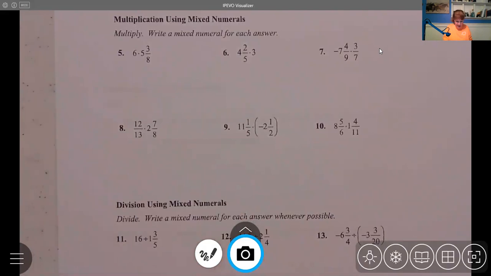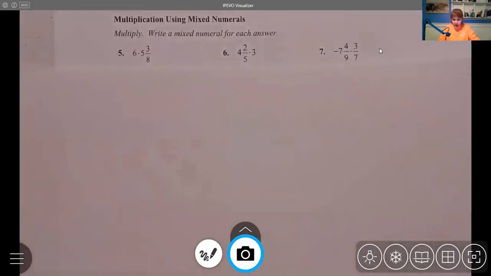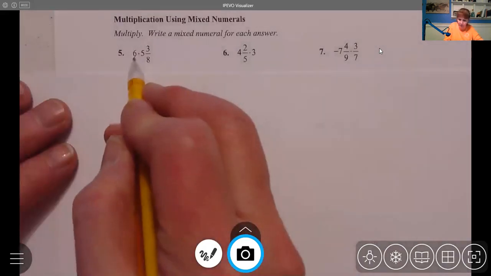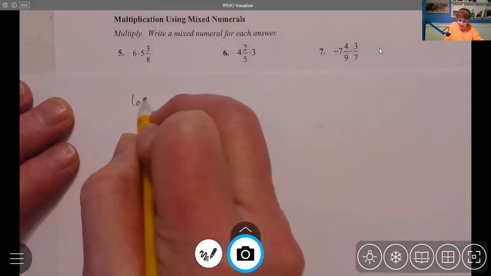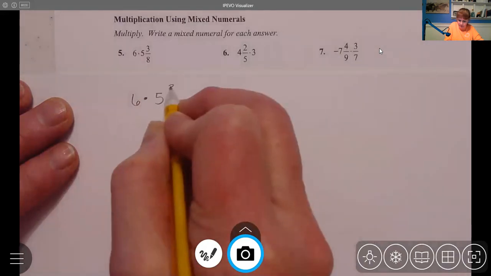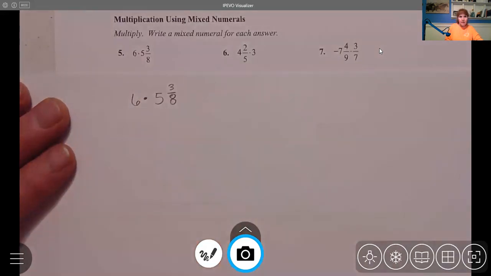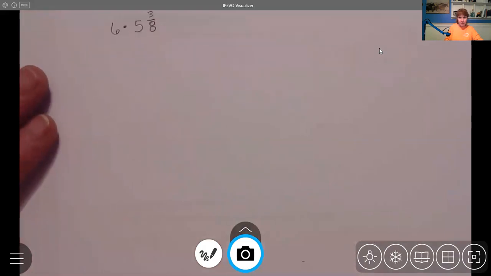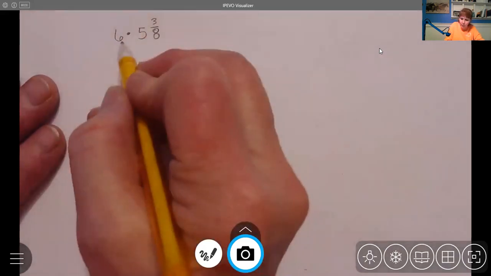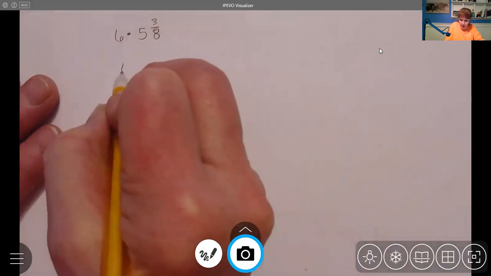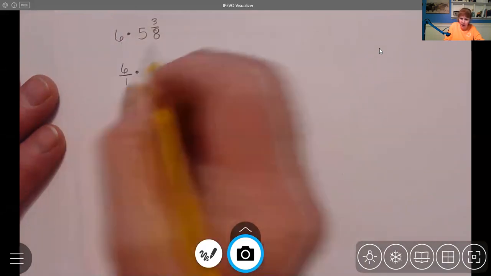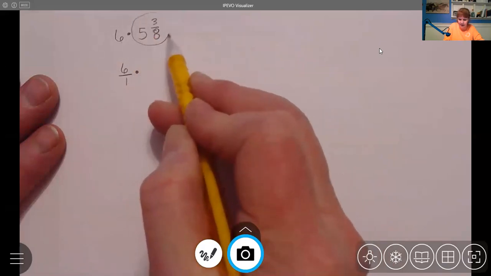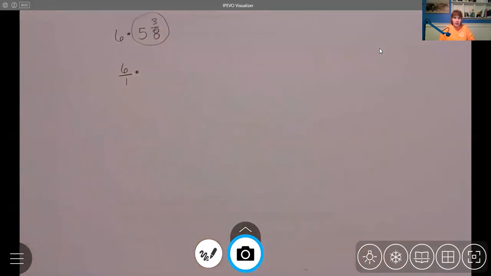So here on number 5, you're asked to multiply actually an integer, 6, times this mixed number, 5 3/8. Now the 6 is fine. So what you do if you have a whole number is we're just going to put it over 1. Well, actually, I'm going to transcribe it here, a little bit larger. Okay, with this integer, we're going to put it over 1. But you have to change this to a fraction notation.